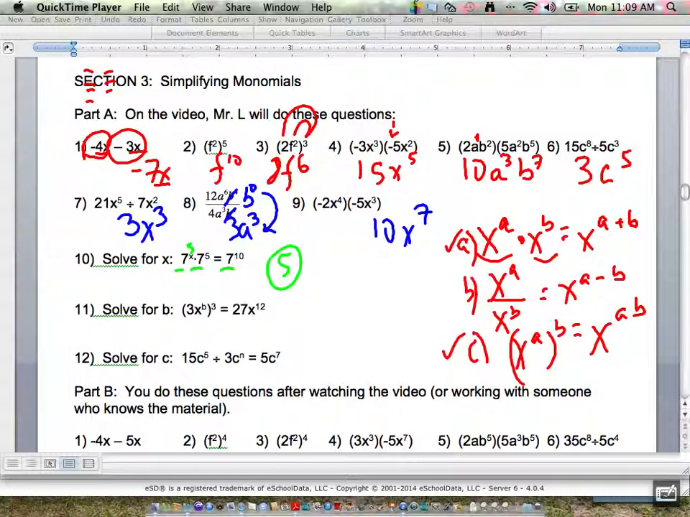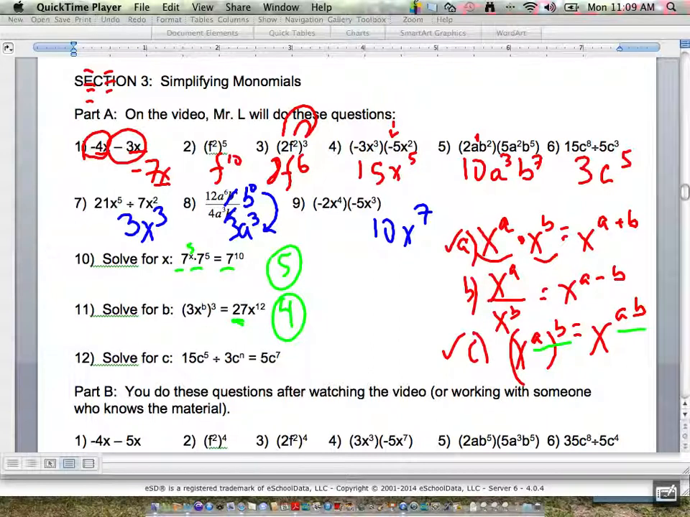Then we get to number 11, and notice they get you to 27 here because 3 to the 3rd power is 27. But remember, this is the 3rd case. When I raise a power to a power, I'm going to multiply. So what number times 3 would give me 12? 4. So the answer to number 11 is 4. And number 12 is tricky. Number 12 is a really tricky question.